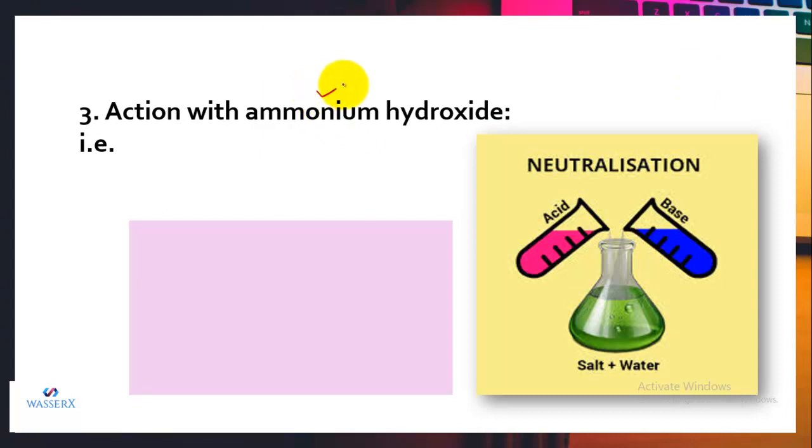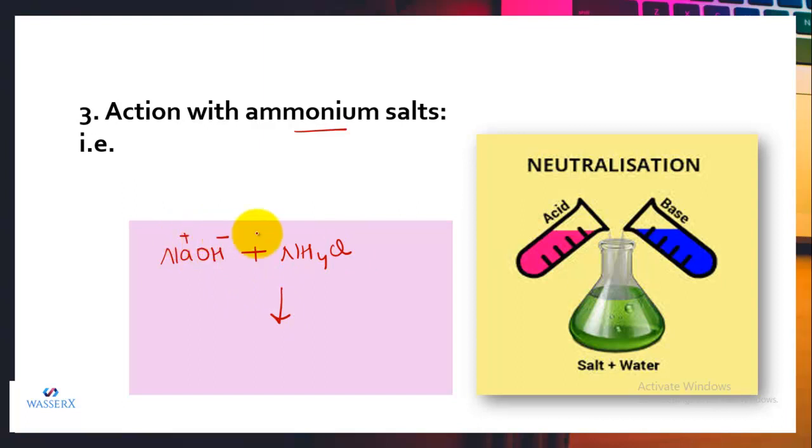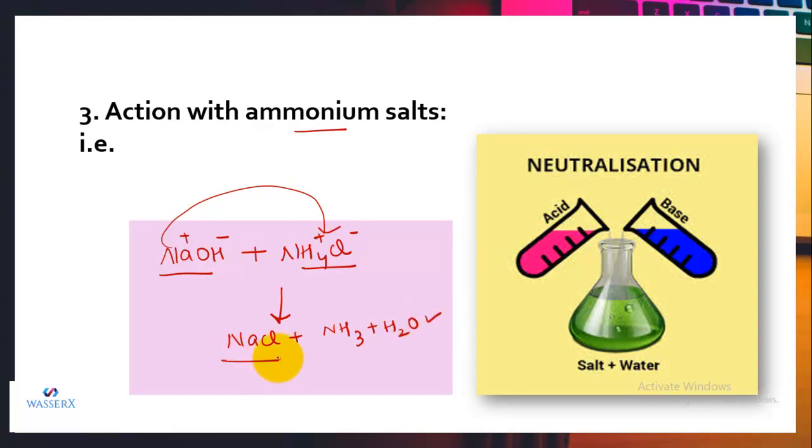Another property is reaction with ammonium hydroxide, or we can say reaction with ammonium salts. When we react base with ammonium salts, let's see what is formed. Let's take a base, say NaOH, and let's take some ammonium salt, ammonium chloride. What will it form? Just write the valencies. When any base reacts with ammonium salt, like in this case ammonium chloride, as you can see in the figure, it will form the salt NaCl, and along with it you will get NH3 and water. So in this case the neutral substance is formed. Again, this is a neutralization reaction.